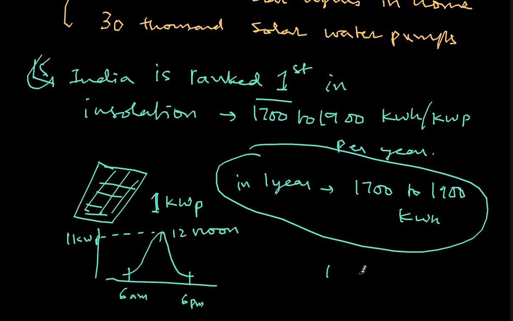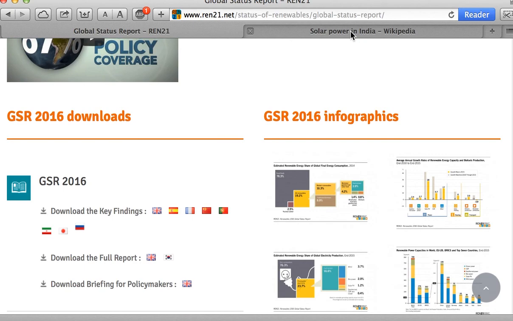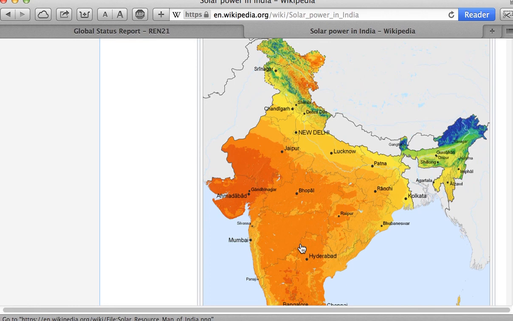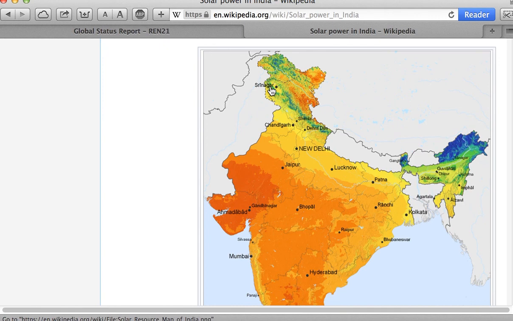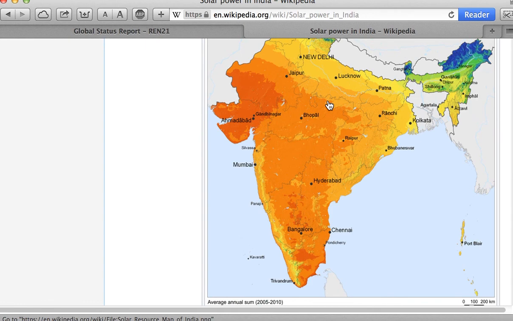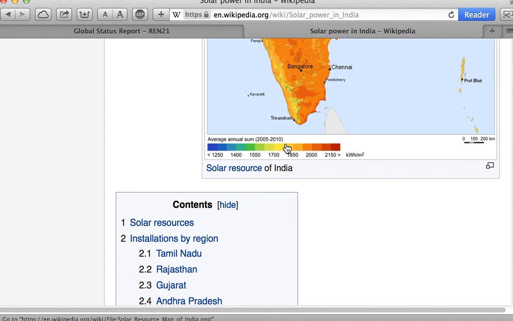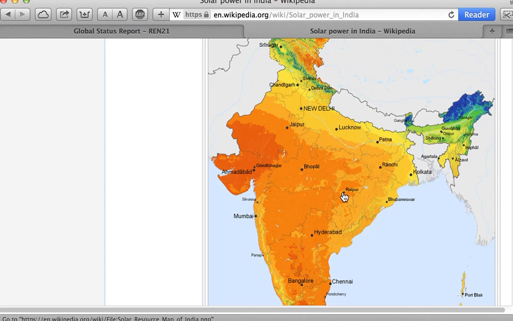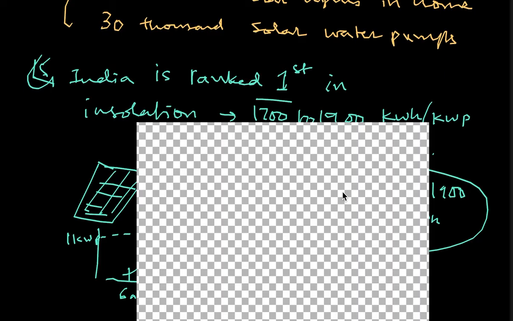So let me again go back to that Wikipedia article. Here you can see the map of India. You see most of it is orange colored, except for some of the northeast where there's a blue green, and the north is a cold place, so there are greenish shades, but mostly it is orange. So what is orange? If you look at the scale, average annual sum, you see 2150 and 2000 are in this range, the same range which I have written. Most of the country is in this range. Therefore, at least 1850 and above will be the average annual power that I can generate. So that is the solar power generation capacity available in India, and we should make use of that. This is also an interesting point to know.